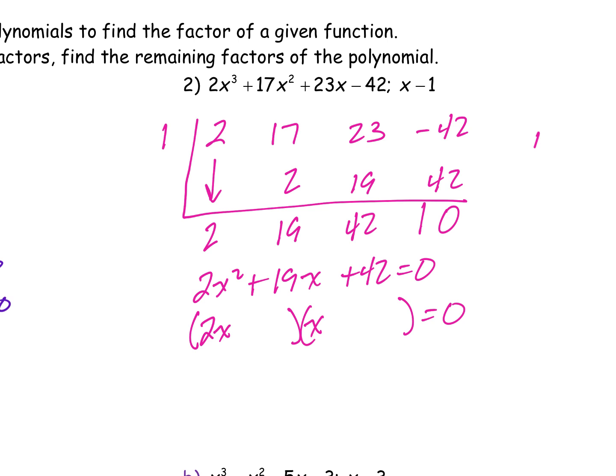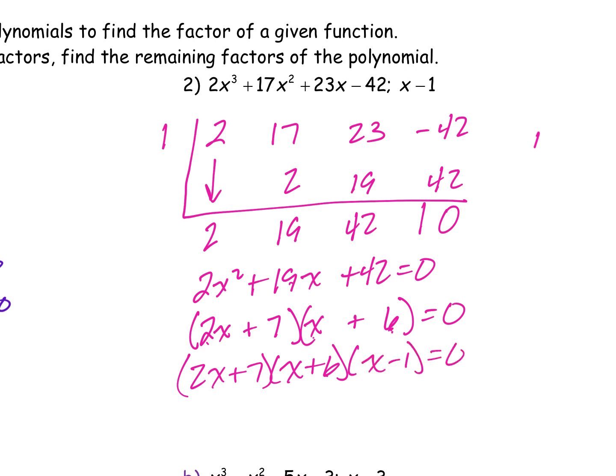I thought it was 21 and 2. Thank you for saying 6 and 7. Because 2 times 6 is 12, plus 7 gives me 19. We have that 2 in there, that throws you off. So my factors would be 2x plus 7 times x plus 6 times x minus 1 equals 0. So what does x equal?